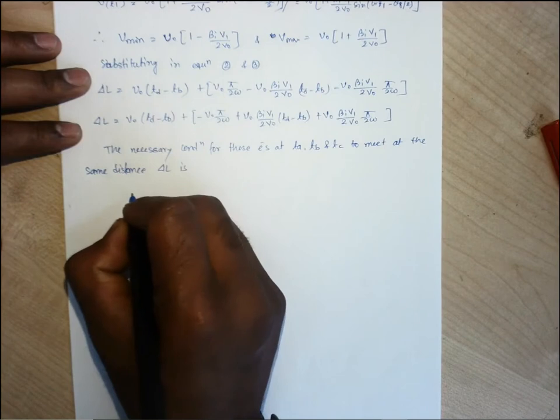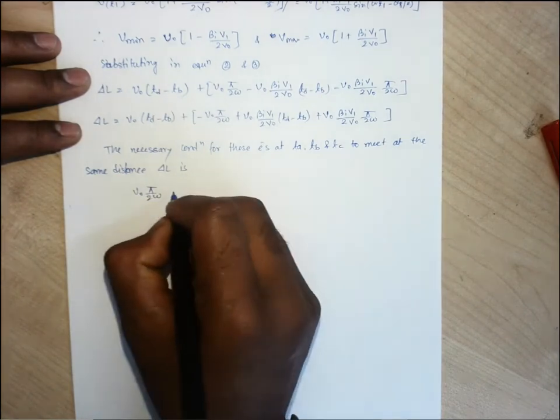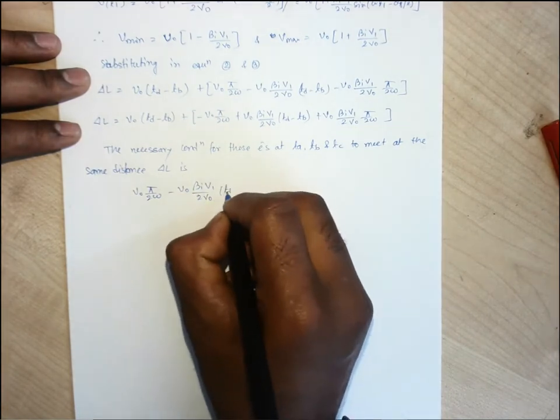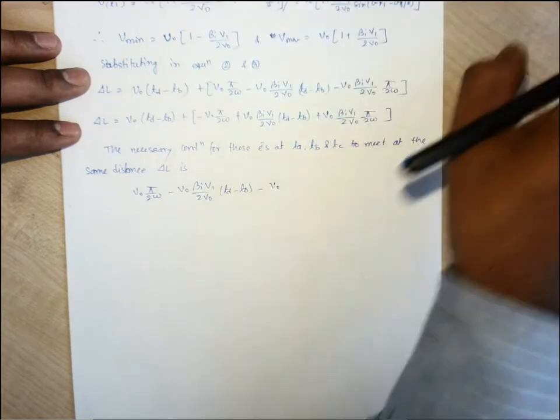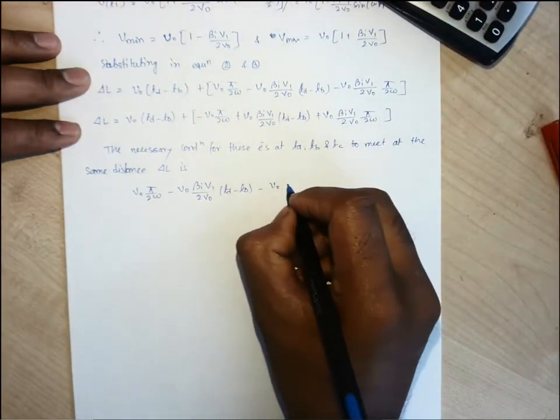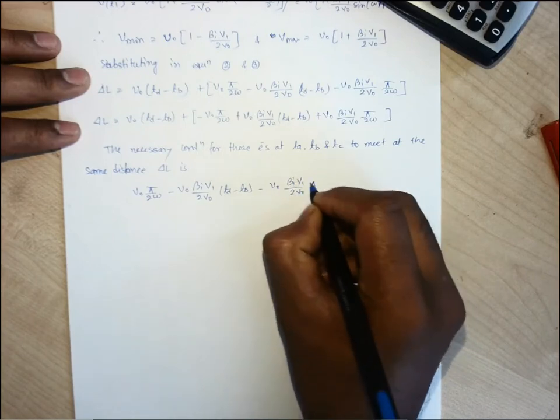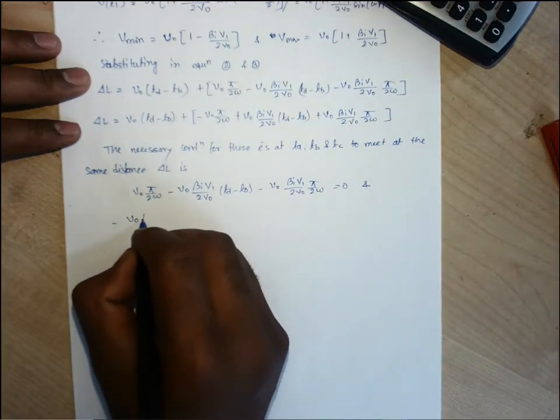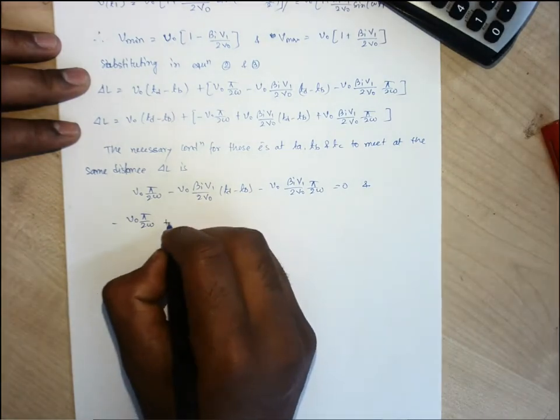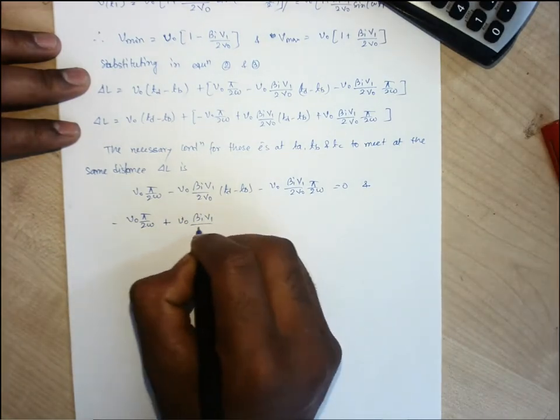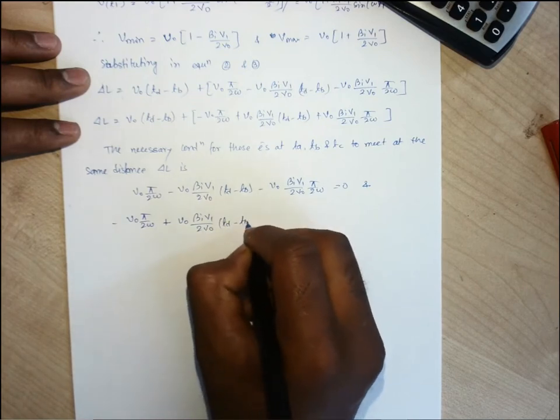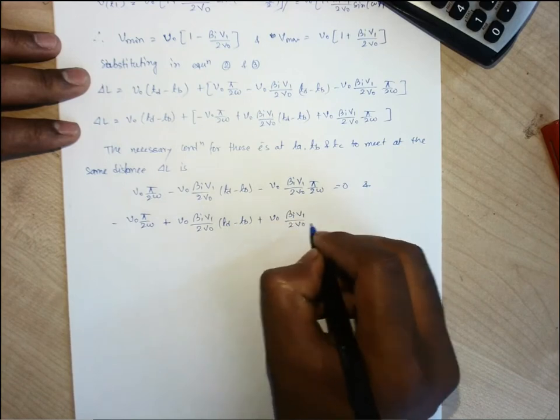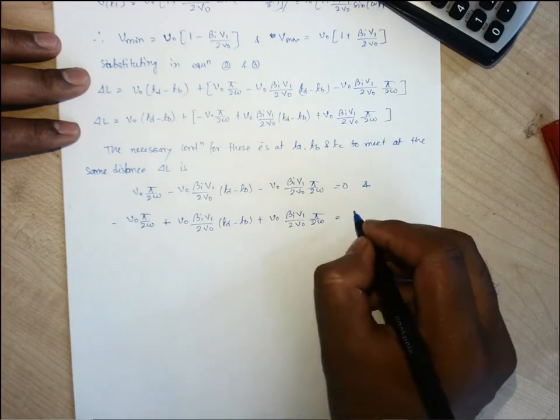So this V naught pi by twice omega minus V naught beta I V1 by twice V naught Td minus Tb minus V naught beta I V1 by twice V naught pi by twice omega should be 0, and minus V naught pi by twice omega plus V naught beta I V1 by twice V naught Td minus Tb plus V naught beta I V1 by twice V naught pi by twice omega should be 0.